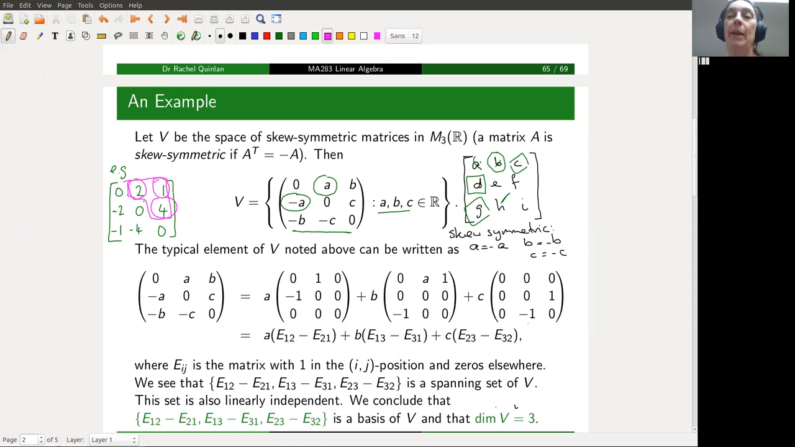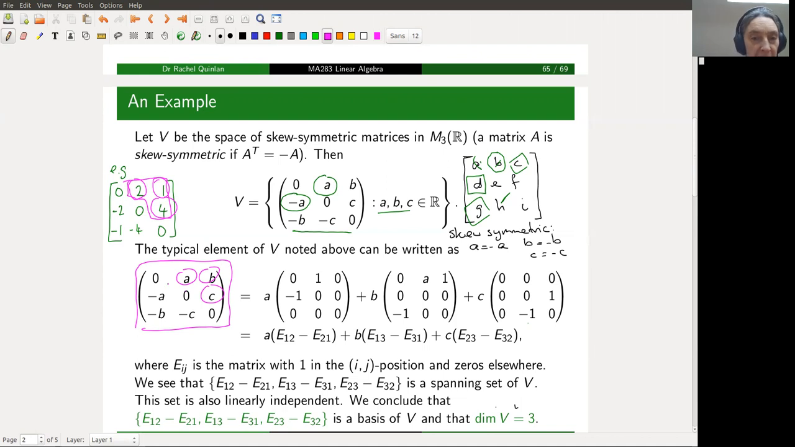If you want to write down a basis, and there are many different bases for this space, so this is certainly not the only way to do it, but if you wanted to write down your typical element of V, noting that it has these 3 entries A, B, and C in this upper right area, which can be freely chosen, then you might separate it out and say, well, this matrix is A multiplied by something, plus B multiplied by something, plus C multiplied by something. So it's a linear combination of 3 particular skew symmetric matrices with coefficients A, B, and C.